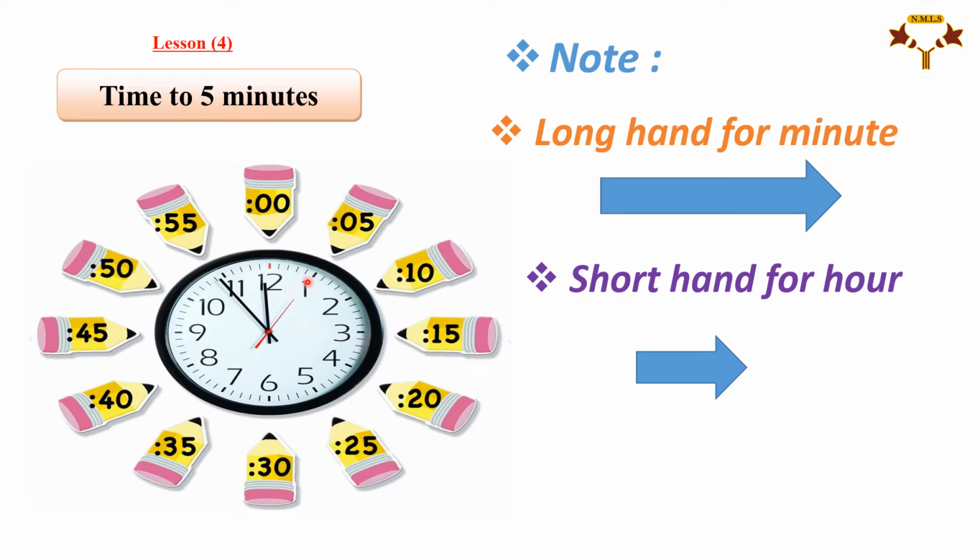Then we start with 1. 1 means 5 minutes by using the long hand, okay? And we skip count by 5: 5, 10, 15, 20, 25, 30, 35, 40, 45, 50, 55, and 60. And 60 means o'clock.